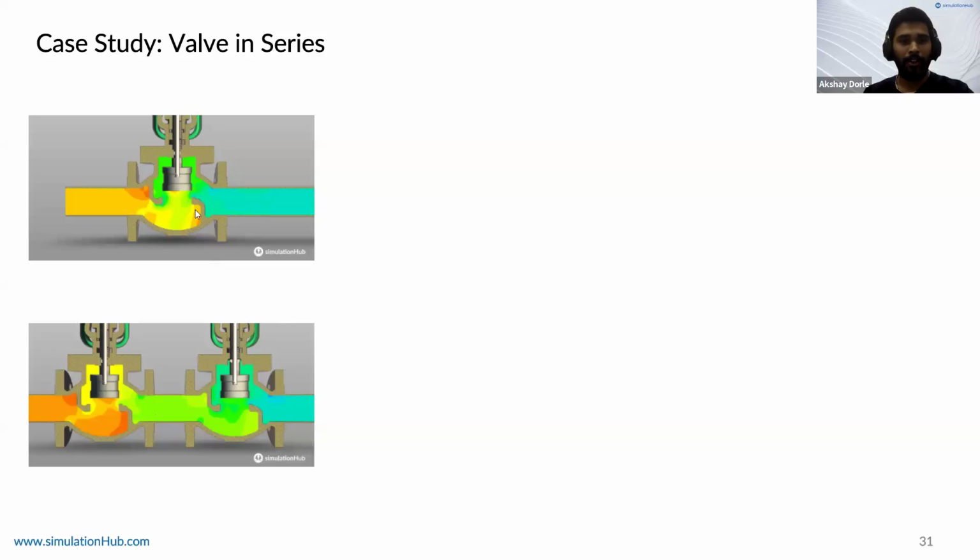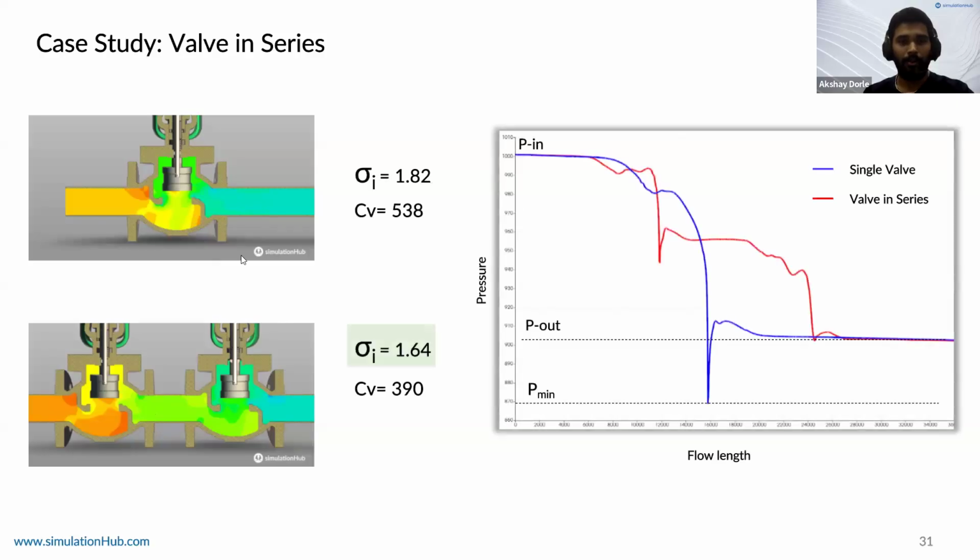So what we found out is that the incipient cavitation index for the first case, where the single valve is present, is 1.8, and when it's in series it's 1.64. Here we have maintained a constant pressure drop of 1 bar across both the cases, so inlet to outlet, both are at the same pressure difference, and this leads us into the strategies of avoiding cavitation.